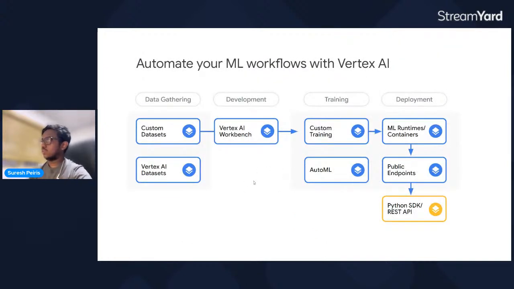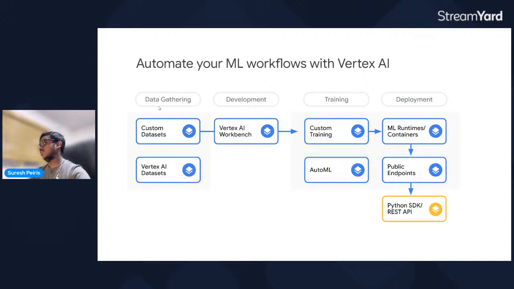Let's talk about how the ML workflow works on Vertex AI. As I mentioned, there are several stages in the MLOps lifecycle. I have just extracted four phases: data gathering, development, training, and deployment. These are the phases I am going to cover during today's session.